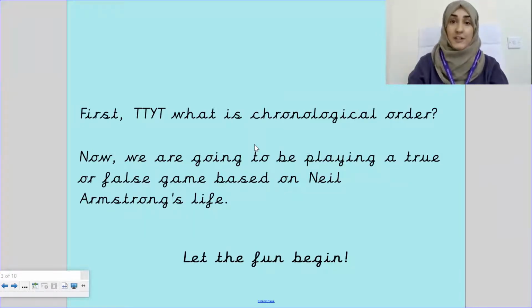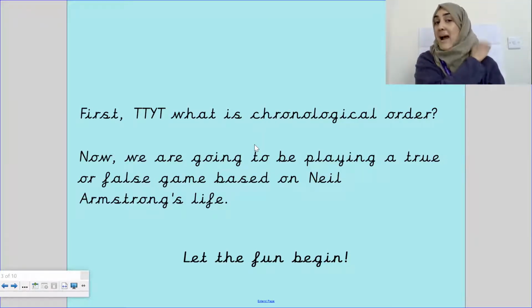What is chronological order? Fantastic. It's ordering key events from oldest to newest. Well done for remembering. Great job. Give yourself a pat on the back.